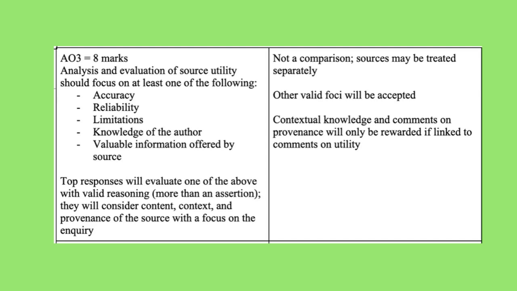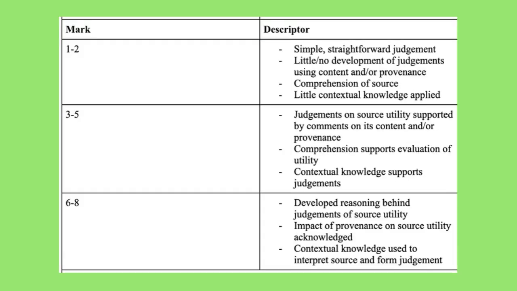It's also important to remember that the question isn't asking you to compare source B and source C. In fact, you could actually talk about them separately. You've got to think about why B is useful and why C is useful, not if one is more useful than the other. Here are the bands for this question.